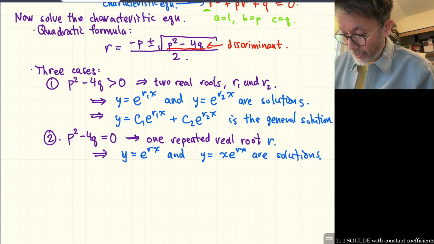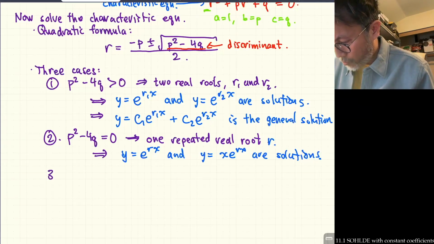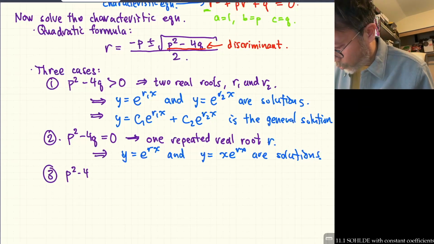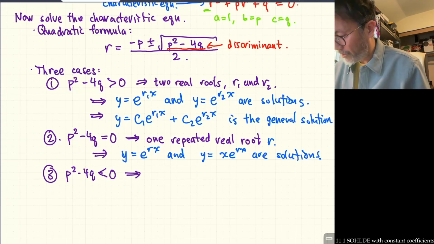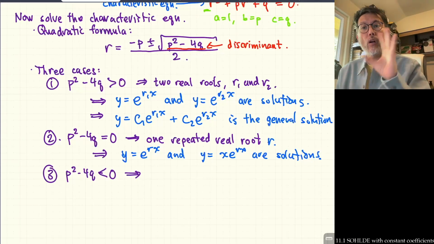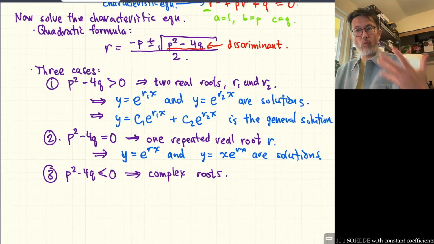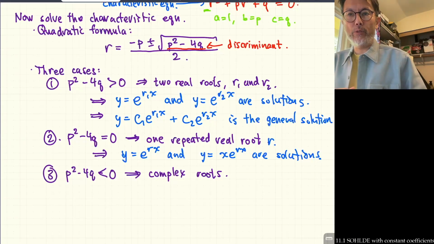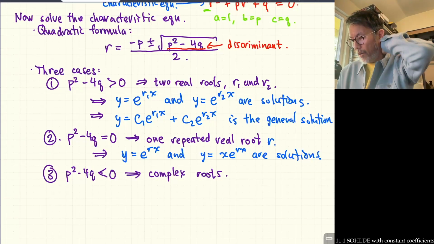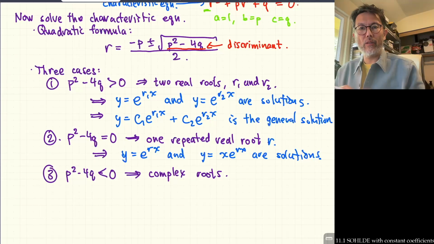And then finally, there's the situation where p squared minus 4q is negative. Very important, this. In which case we have what are called complex roots. And this requires a separate discussion as well. And we'll do that in future videos, focusing on complex numbers, okay?